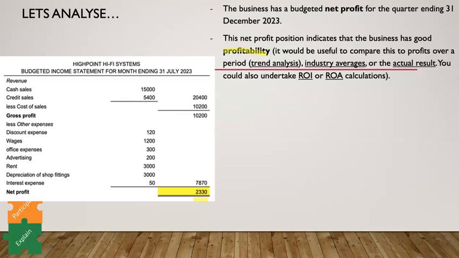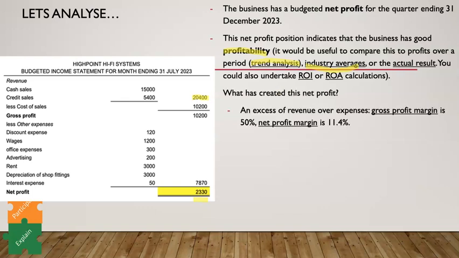But we are going to have to become experts at comparing that to the base of total sales. So are we happy with making $2,330 of profit on $20,000 of sales? We're going to have to think about maybe, is this profit going up or down? A trend analysis. What is the industry average? What are our competitors doing? And to do this, we will use some things called return on investment and return on assets, which are in future chapters. So what has created this net profit?